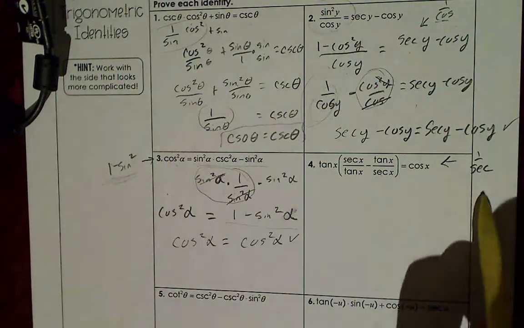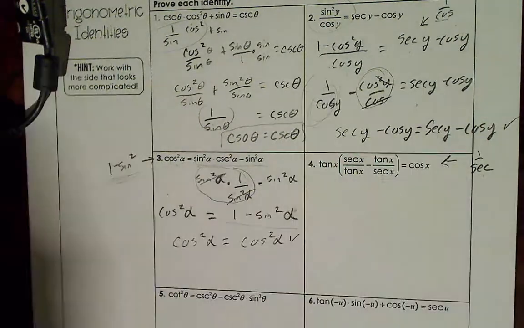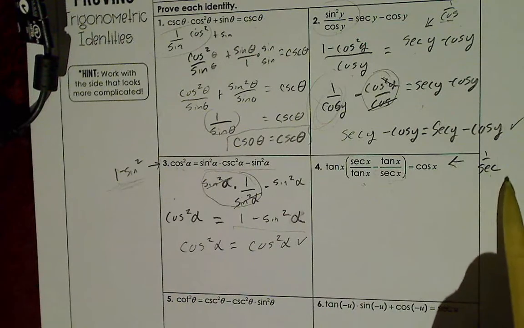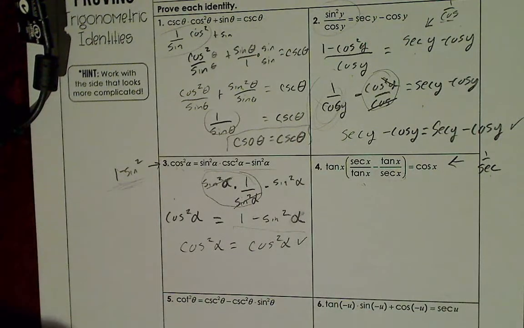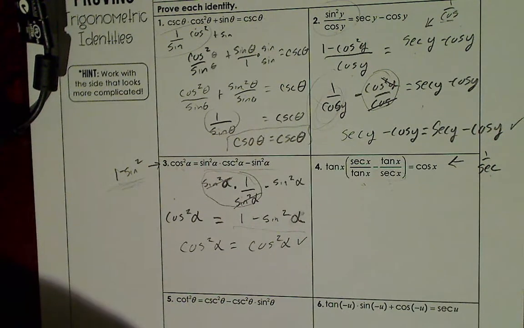And the reason why I'm looking at that is because right here, I see the secant sitting in my denominator right here, which means that I want to probably try to get this to where it becomes a 1 over secant. And so doing that, there's a couple of ways I could do this again.